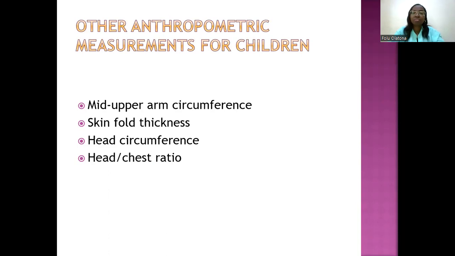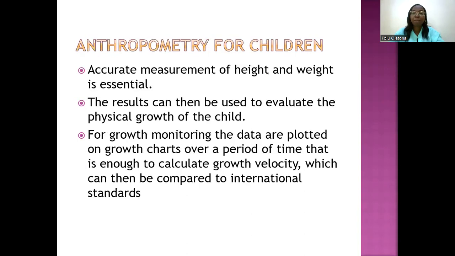So for children, we measure mid-upper arm circumference. If it's less than 12.5 centimeter, we say that child is undernourished. And if it's between 12.5 and 13.5, it's acceptable. Then skin fold thickness is measured, but not all the time. It's not as common as height, weight, and mid-upper arm circumference. Head to chest ratio, head circumference are important in neonates. For those who don't have medical background, neonate is a newborn less than 1 month.